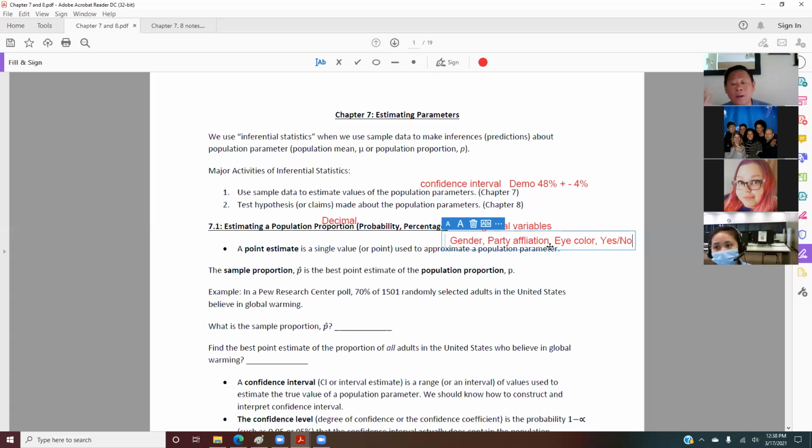Anything like, do you have a tattoo? Do you smoke? Do you drink? And so on. So yes and no. If you have any yes or no, that is also a category. So anything that has categories where you only pick one of them is called a categorical variable. And this is used a lot. This is used in proportion.